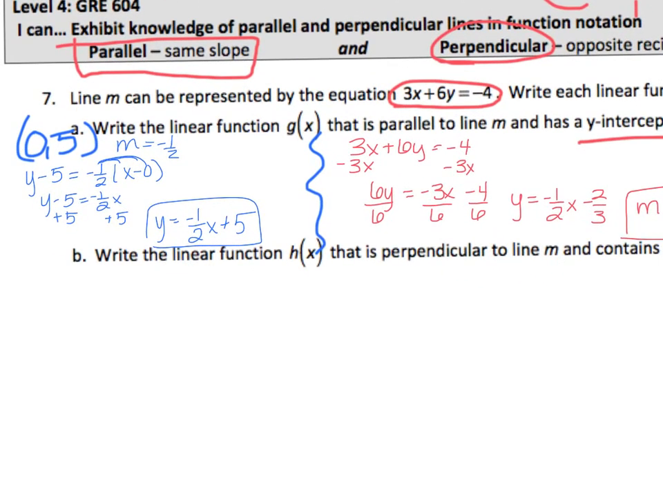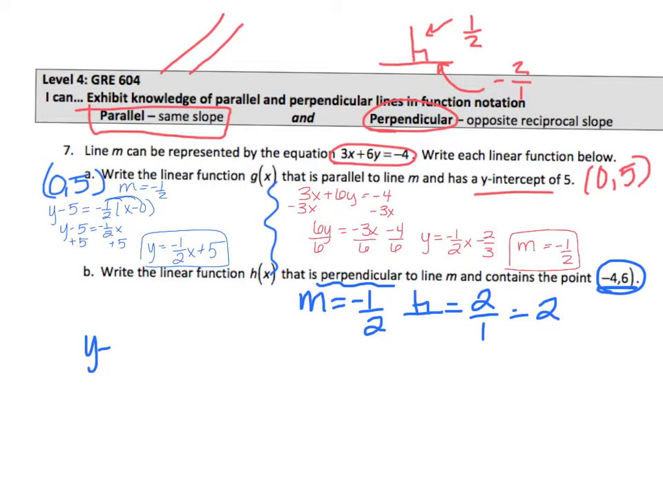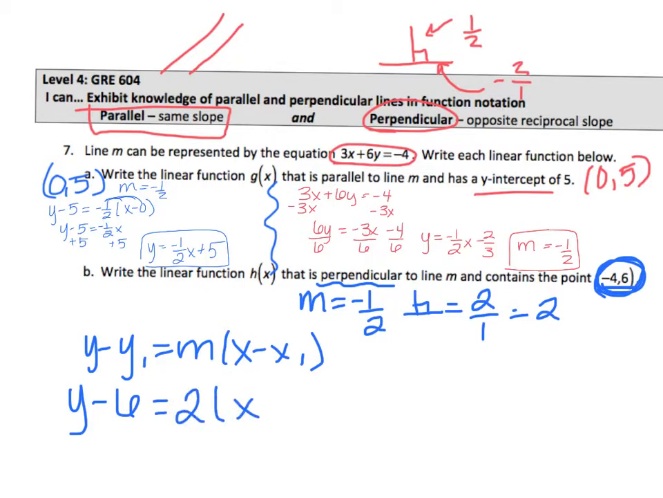Okay, moving on to part B, write the linear function h of x that's perpendicular to M that contains the point -4, 6. So again, if it's perpendicular, it's going to have the opposite reciprocal slope. So if the old slope was -1/2, the perpendicular slope is going to be a positive 2/1, or just 2. Again, using the same formula, y minus y1 equals m times x minus x1, we're going to substitute this point in -4, 6. So I'm going to substitute in for the y of 6, with the slope being 2 and the other x being -4.